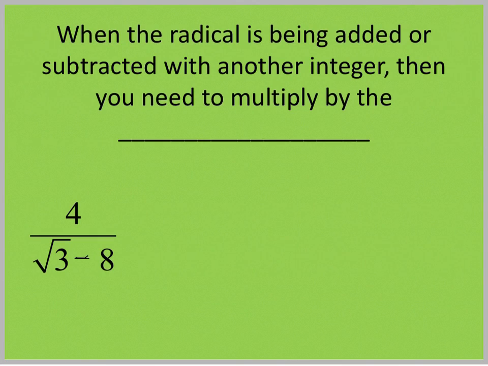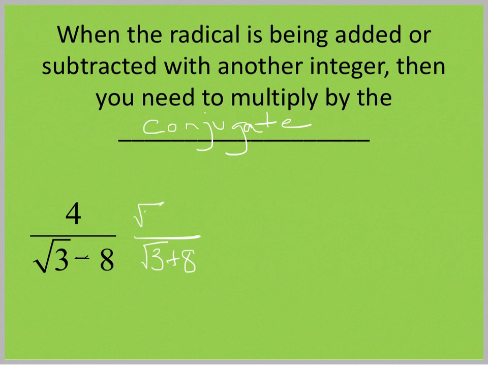All right, let's start talking about when a radical is being added or subtracted with another integer. We talked about this last semester, but if a radical is being added or subtracted with another integer, then you need to multiply by the conjugate. And remember, the conjugate is simply the opposite sign. So let's look at the first example. I have 4 over the square root of 3 minus 8. So the opposite of the denominator is the square root of 3 plus 8. So that's what I'm going to multiply by on the top and bottom.